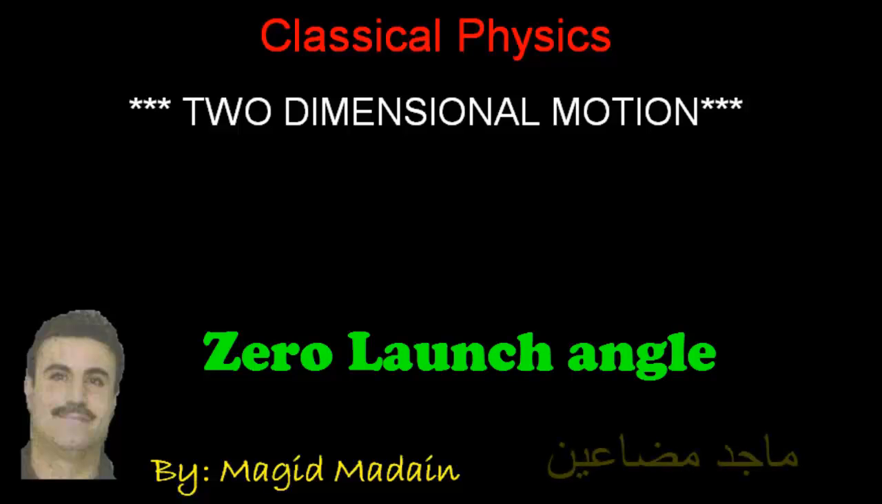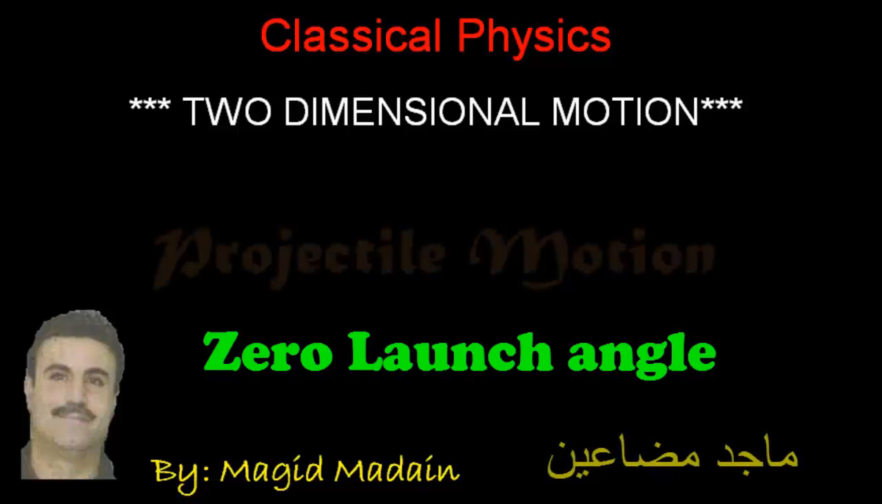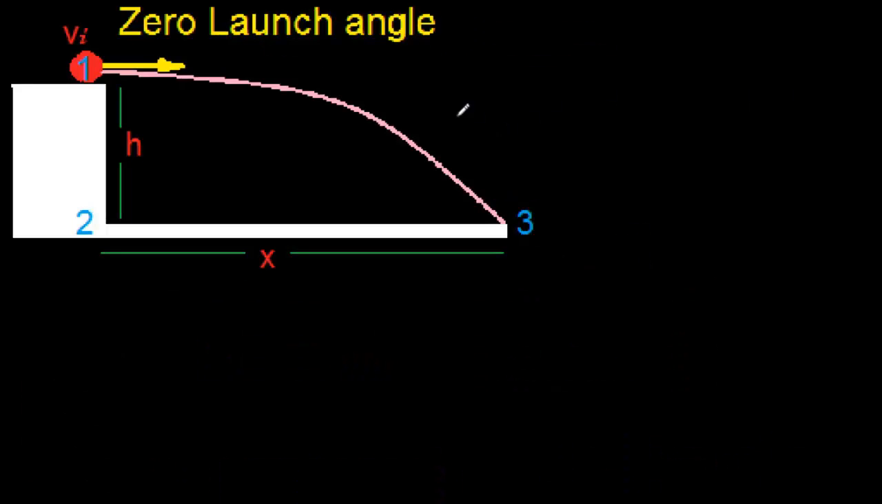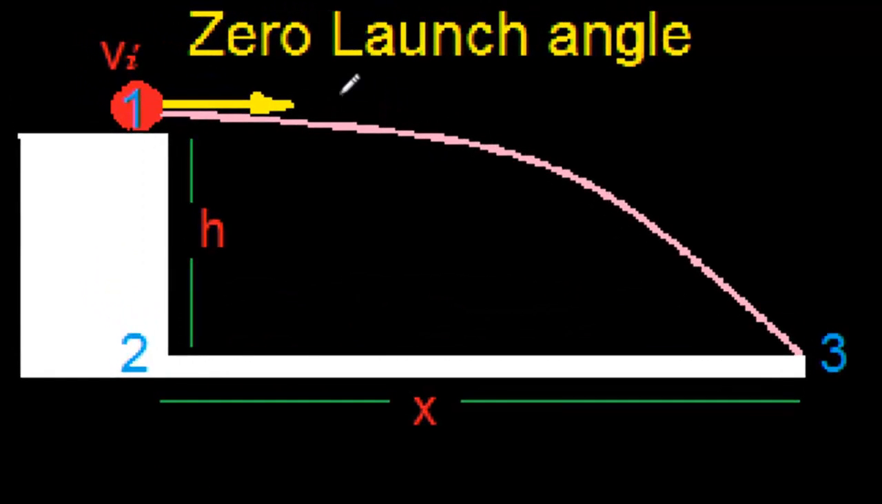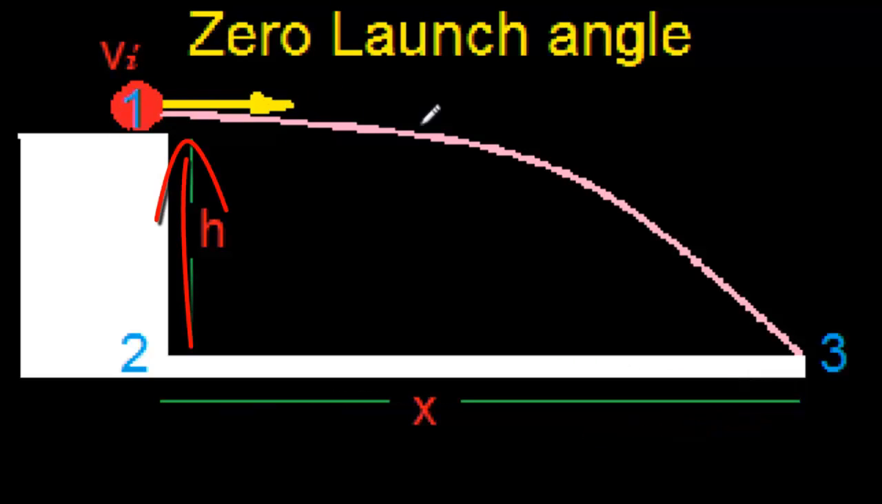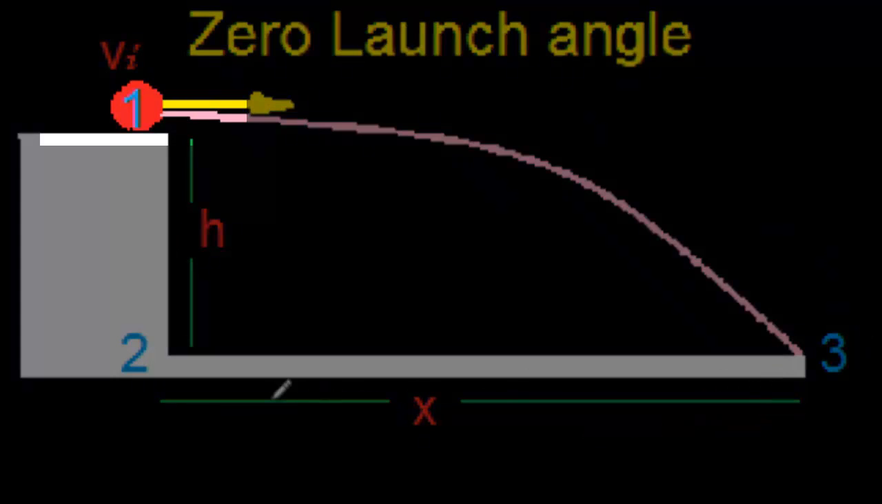A special case in projectile motion is zero launch angle, which means theta is 0. Let me just go over the graph. Here is an object launched with an initial velocity in this direction. This is called the range, which is x, and this is the height. I marked 3 points, point number 1, 2, and 3.